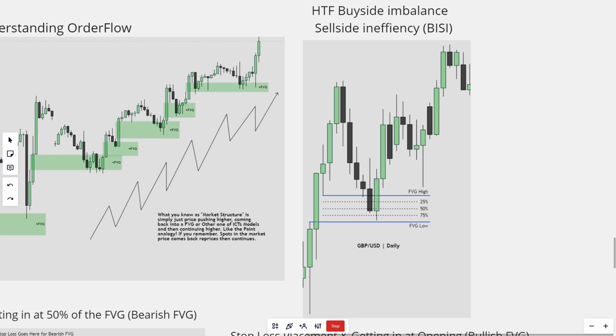We can then wait for the H1 fair value gap. Price comes out into the H1 fair value gap, and then we could catch this trade all the way back up into this supply level. So overall, really good use of higher time frames mixed with lower time frame correlation to catching big moves.